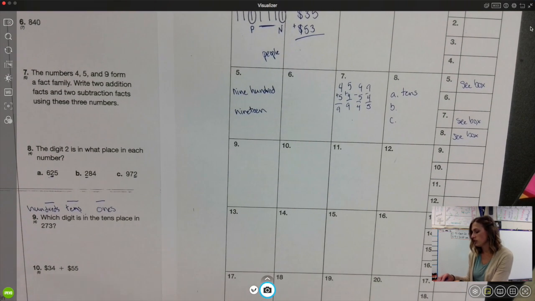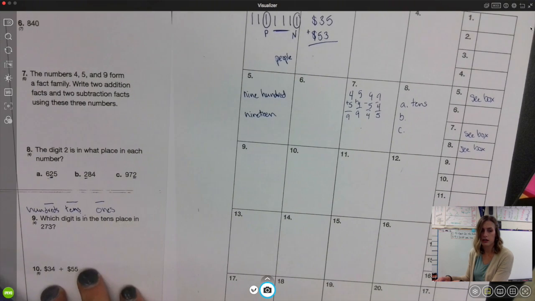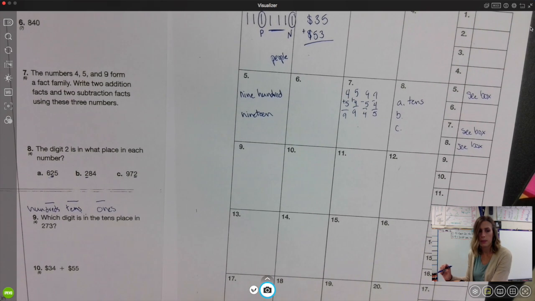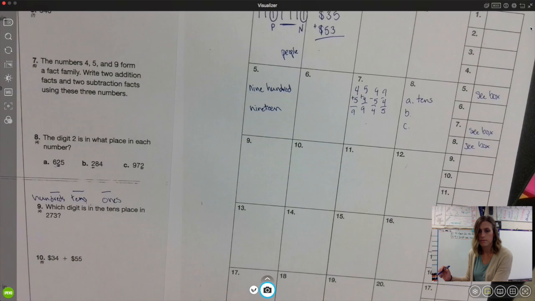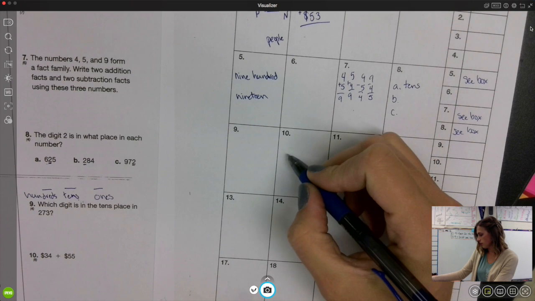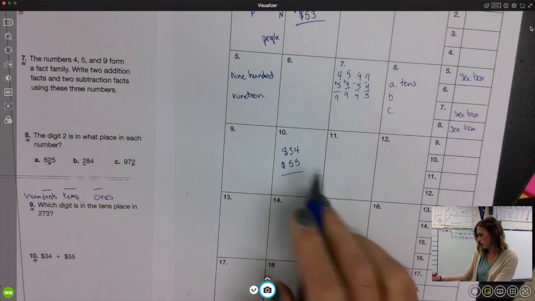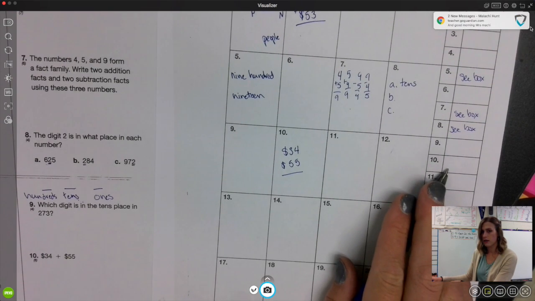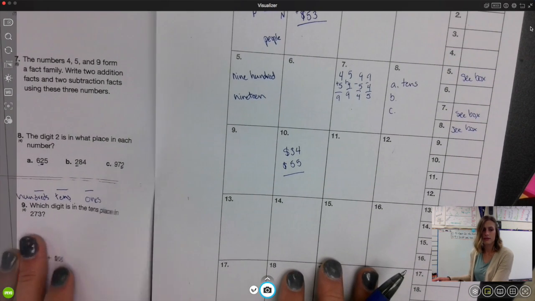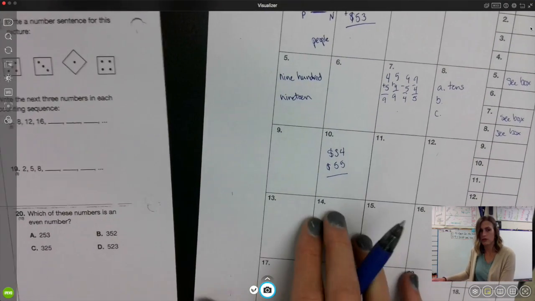Number 9, which digit is in the tens place in 273? Hundreds, tens, ones, which one's in the tens, which one's in the middle? Number 10, it's just an addition problem, so do 34 plus 55. Answer goes over here when you find it. Pause the video if you're not done. I'm flipping over the back. Remember, you can always pause me if I'm going too fast.